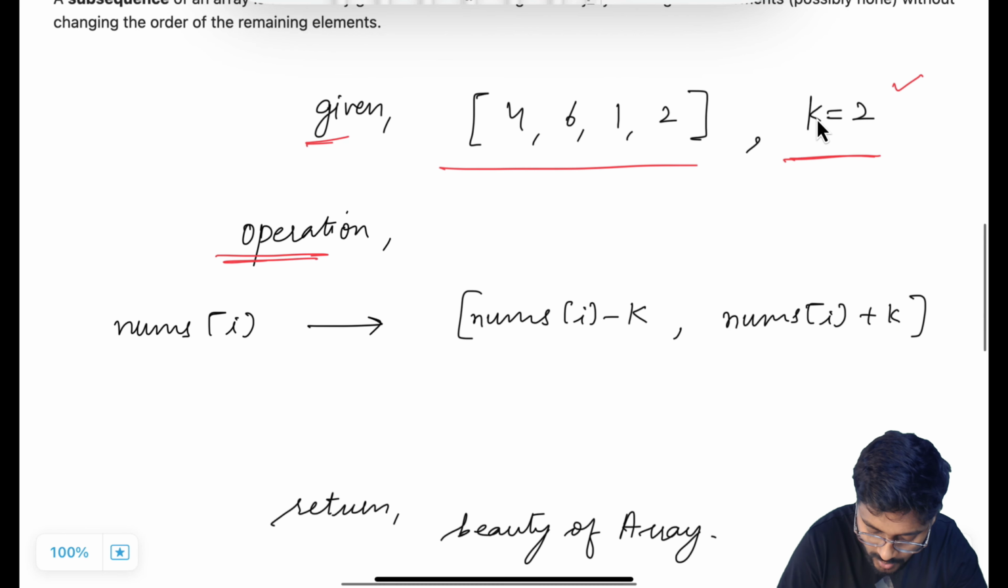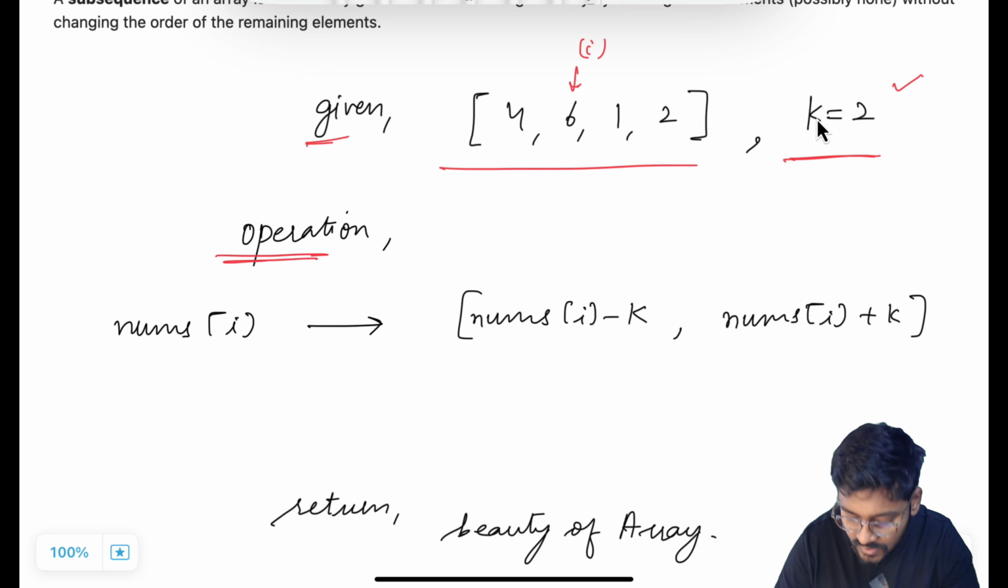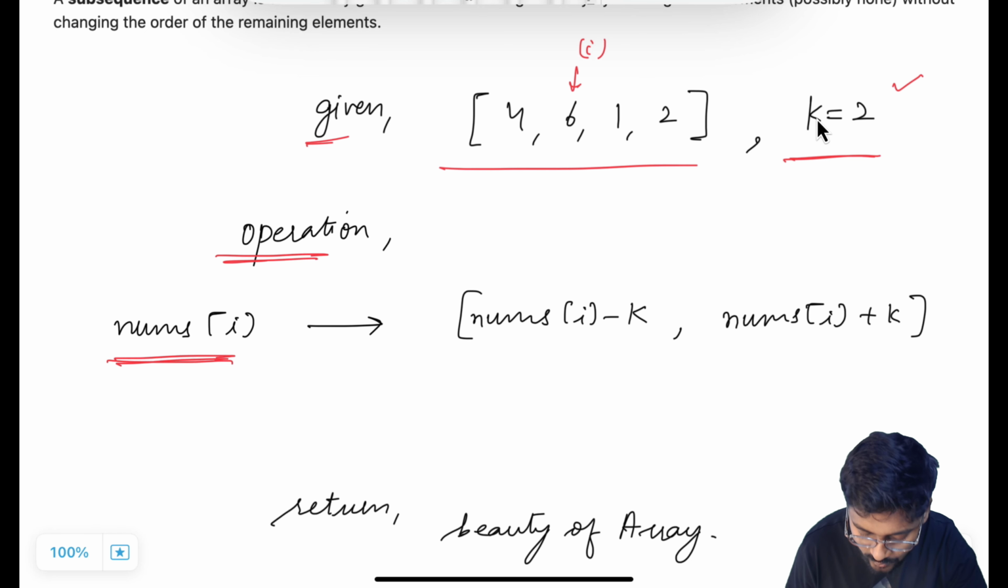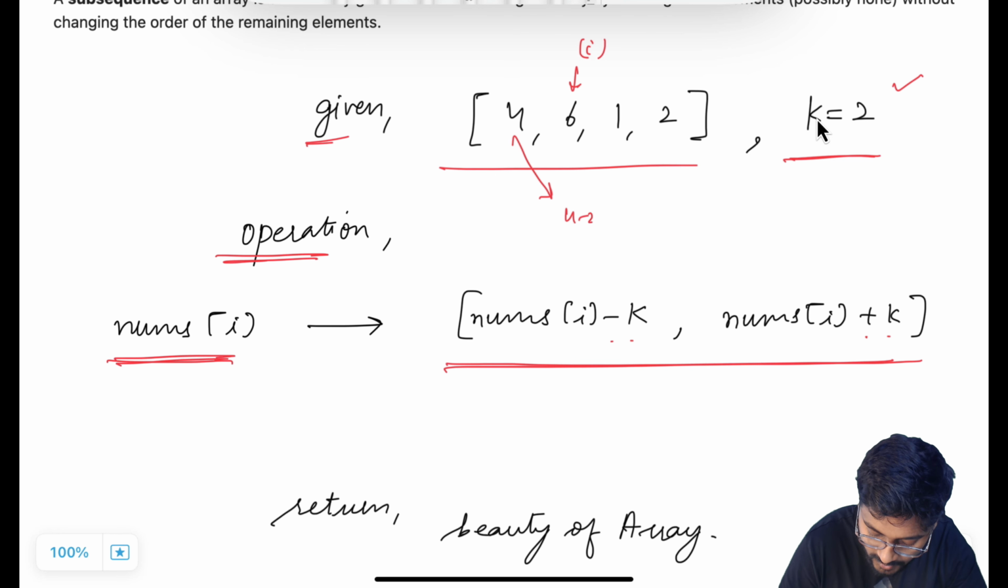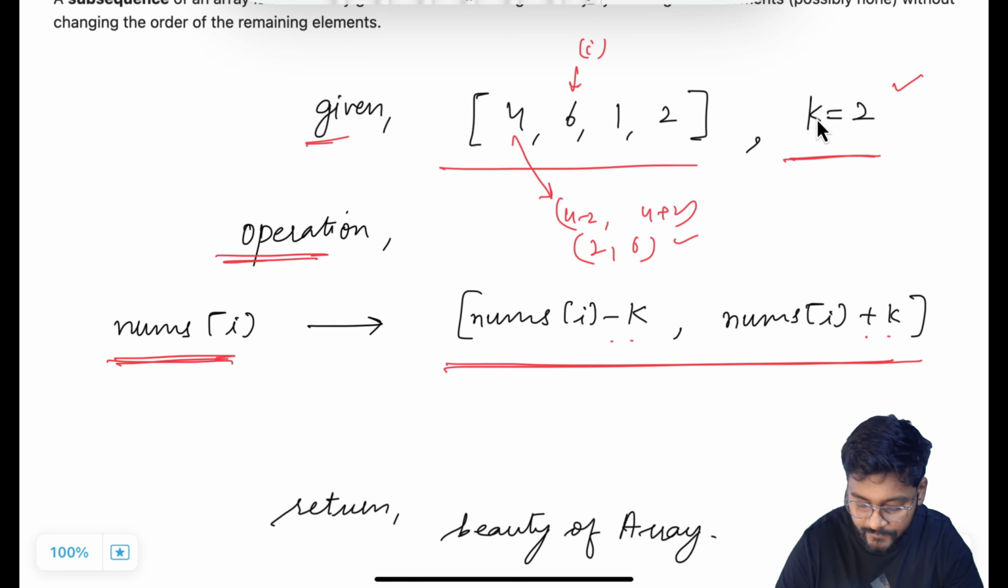The operation is that if you are picking any index from the array, you can replace the value of that index with a value from this range. Let's say nums[i] is the value at the ith index. That value can be replaced with any value from this range. And what is this range? nums[i] minus k to nums[i] plus k. So 4 can be replaced with a value from the range 4 minus 2 to 4 plus 2, that is 2 to 6.